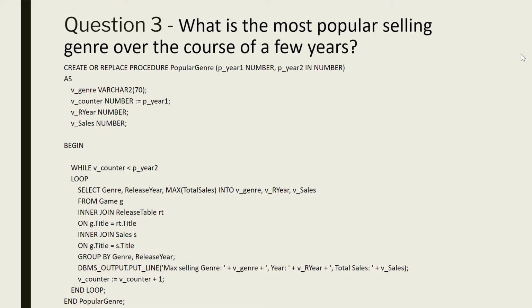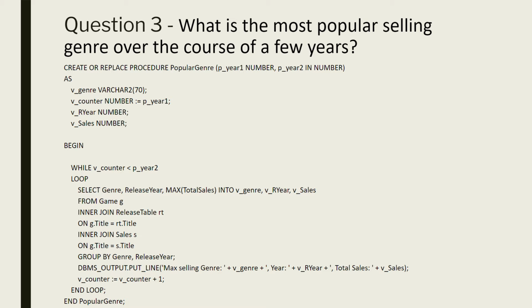Question 3 answers the question, what is the most popular selling genre over the course of a few years? To answer this, we use a procedure with 2 input parameters, one dictating the from year and the second dictating the end year for the range which we are looking to answer. The procedure works by running a while loop around a query which looks to find the maximum sales of the particular year by genre. This is then output to the user before the loop is taken into the next iteration.